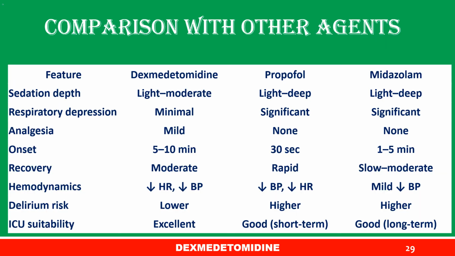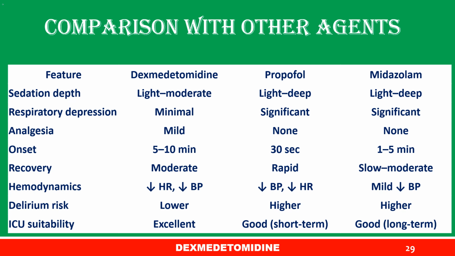Comparison of agents with dexmedetomidine. 1. Dexmedetomidine. Sedation depth: light to moderate. Respiratory depression: minimal. Onset: 5 to 10 minutes. Analgesia: moderate. Recovery: moderate. Hemodynamics: lowers HR and BP. Delirium risk: lower. ICU suitability: excellent.